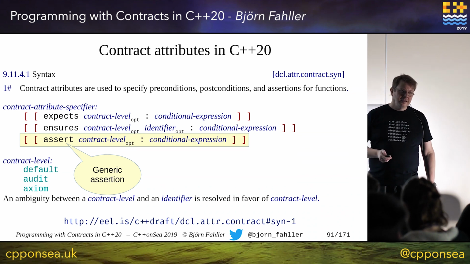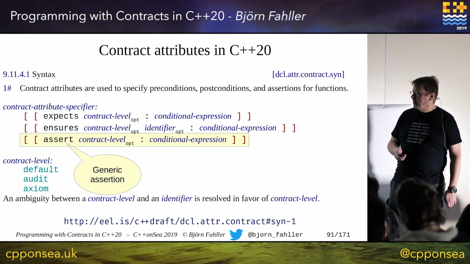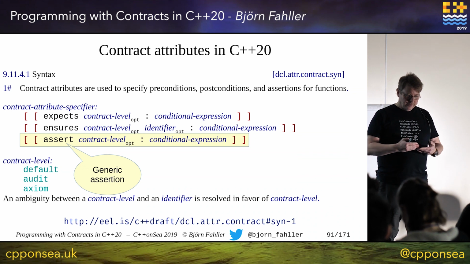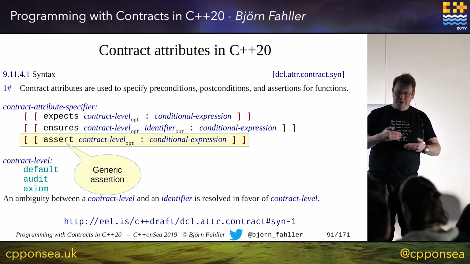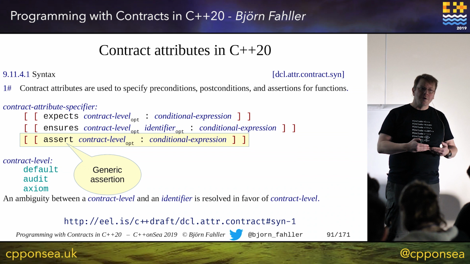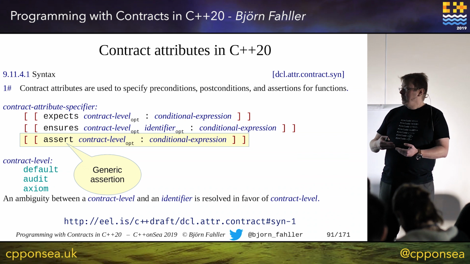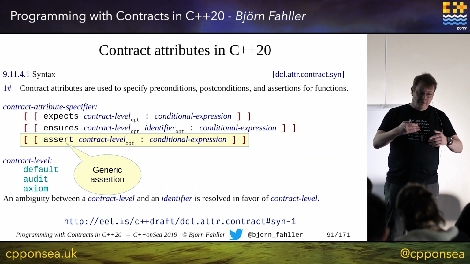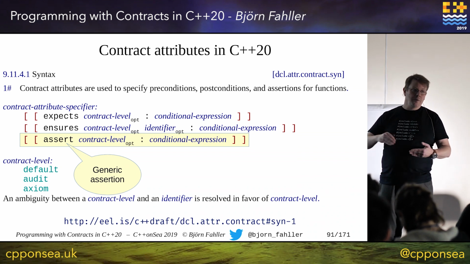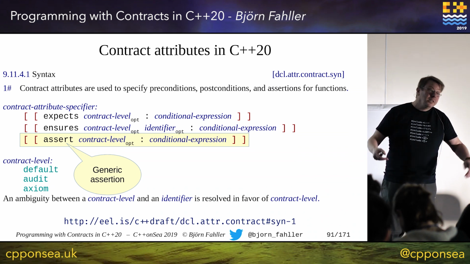Could you maybe explain what a contract level is? I will get to that. But the contract level is a way of expressing how important this one is for me, and this can be because of the cost of checking it. So if you have the default, you have audit on a higher level, so you can say that I want my more expensive checks in audit only, and I want those only in debug builds, but I actually want to have the defaults in the release builds, as an example.